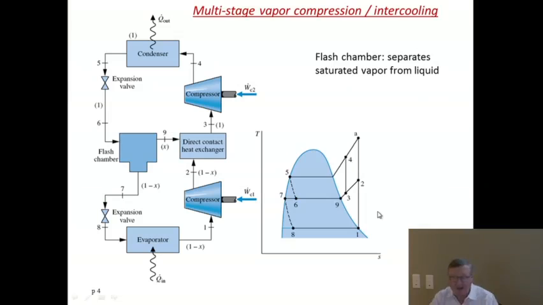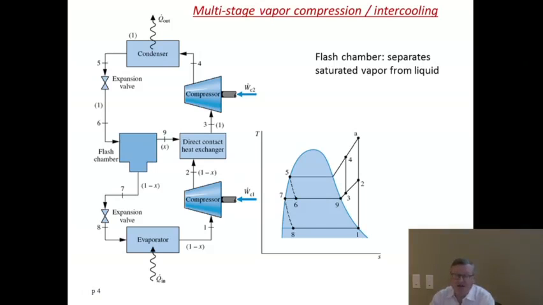That was step number 1. Step number 2 is what we do to increase the efficiency. So to increase the efficiency, we have what's called multi-stage vapor compression intercooling. Essentially, this is the basic same concept as we used in the intercoolers in Brayton cycles.